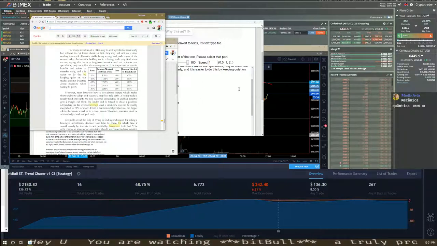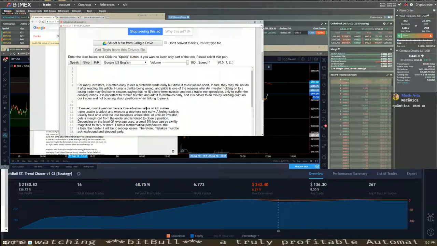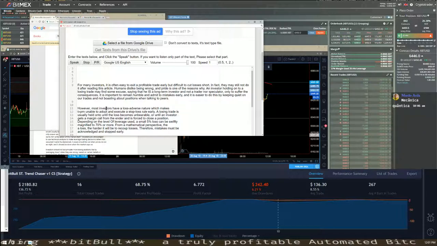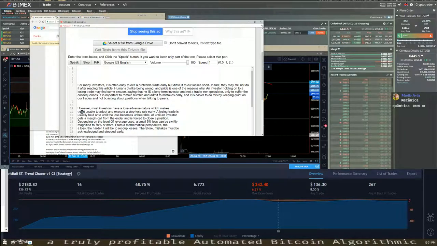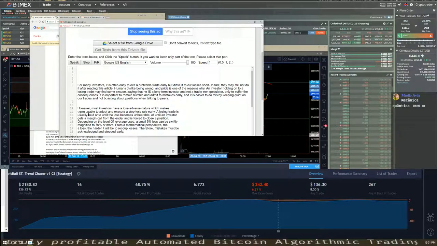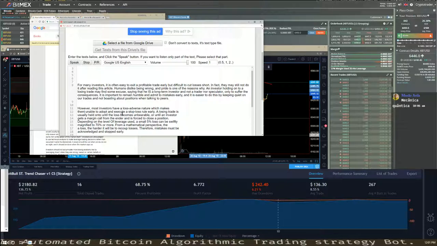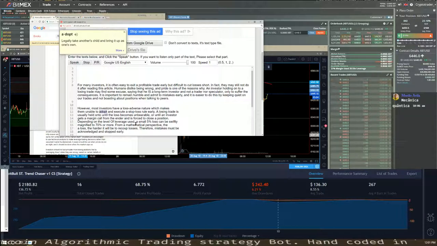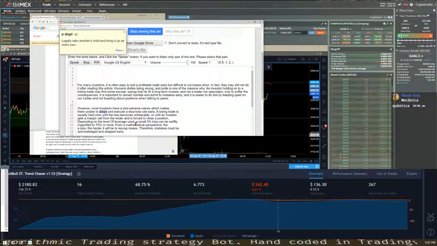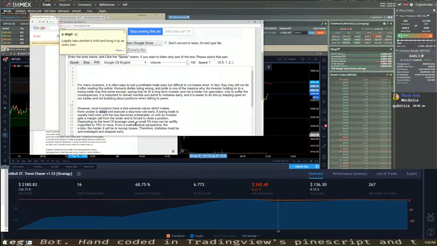So at this part right here, we're talking about how most investors have a loss adverse nature, which makes them unable to adopt and execute. Now, that's a word I like to use, adopt. What do you mean adopt? Execute a stop loss rule early. You can't adopt and execute a stop loss rule early. You're unable, loss adverse.